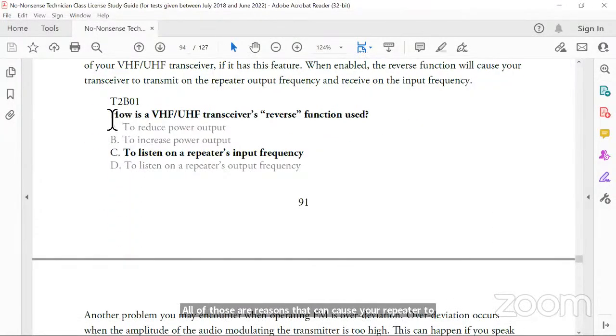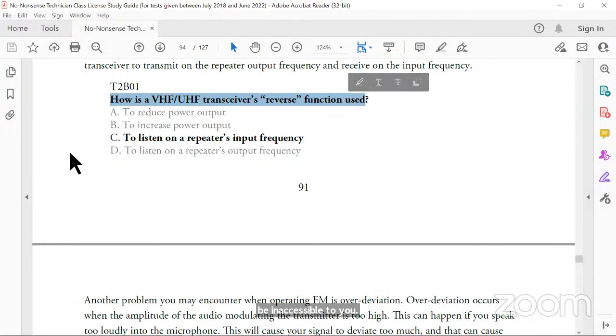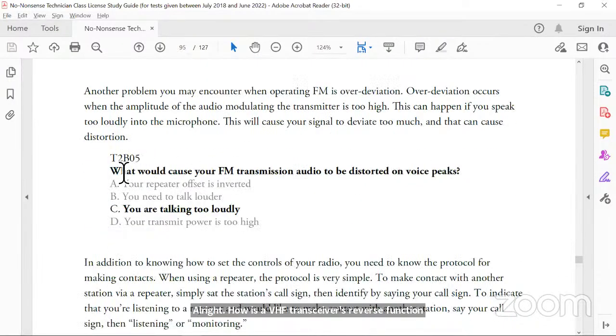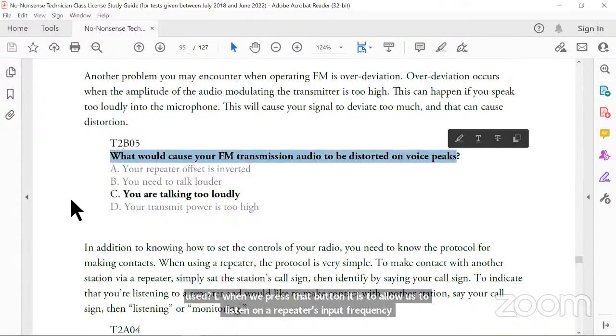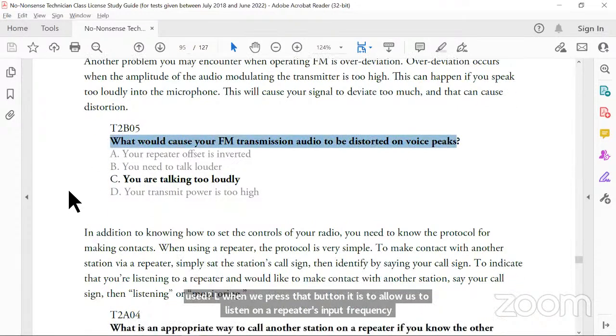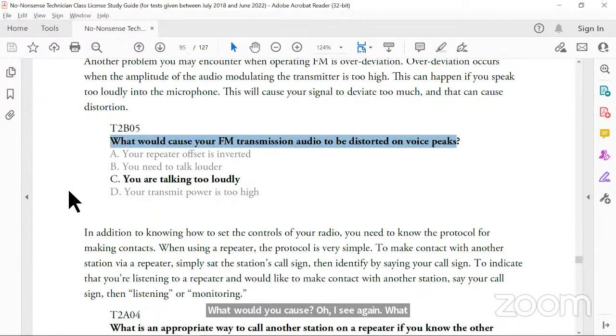All right. How is a VHF UHF transceiver's reverse function used? Well, when we press that button, it is to allow us to listen on a repeater's input frequency. Reverse function. What would cause your FM transmission audio to be distorted on voice peaks? So remember we talked about that. Over deviating, we are speaking too loudly or overdriving. So that's the answer. You are talking too loudly.